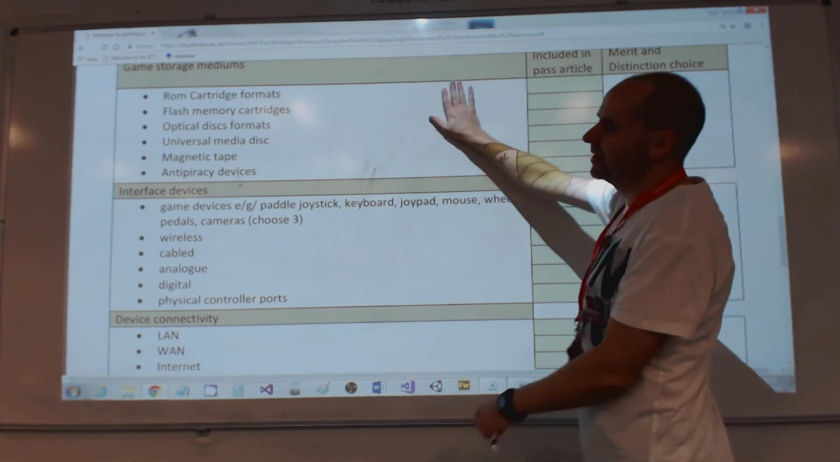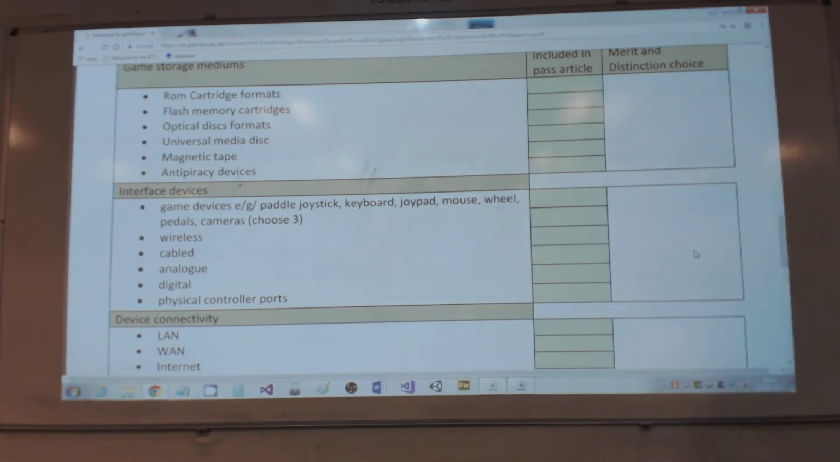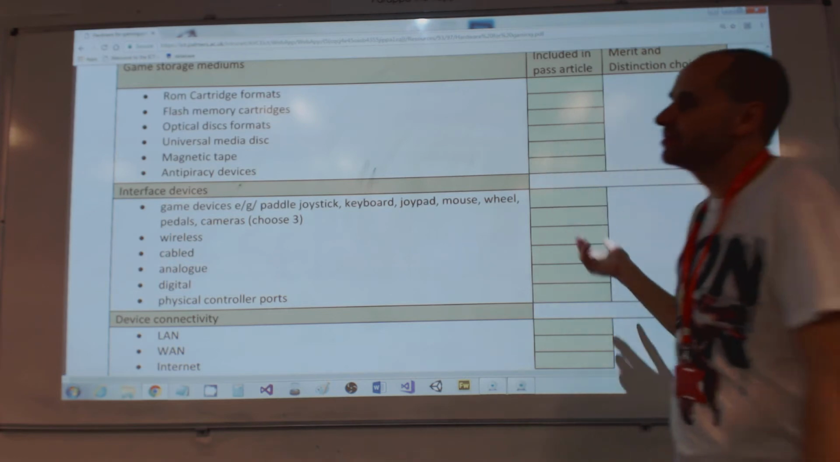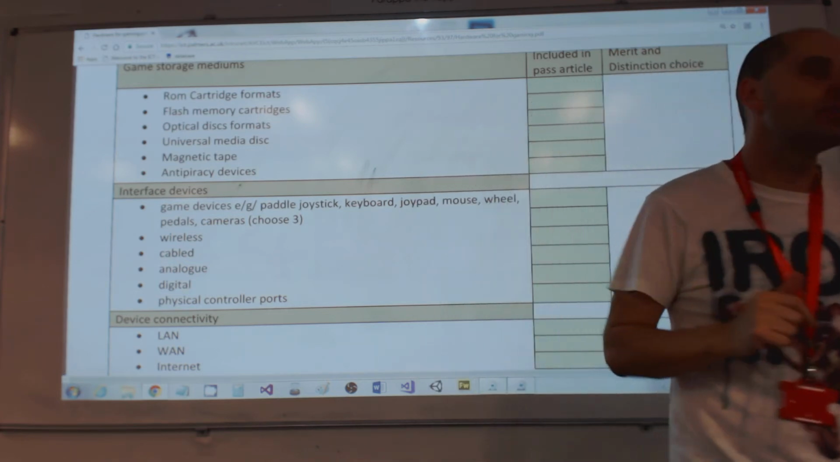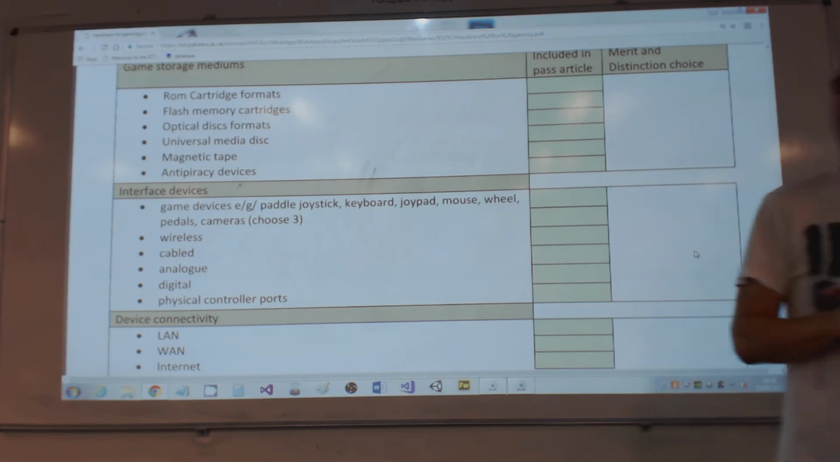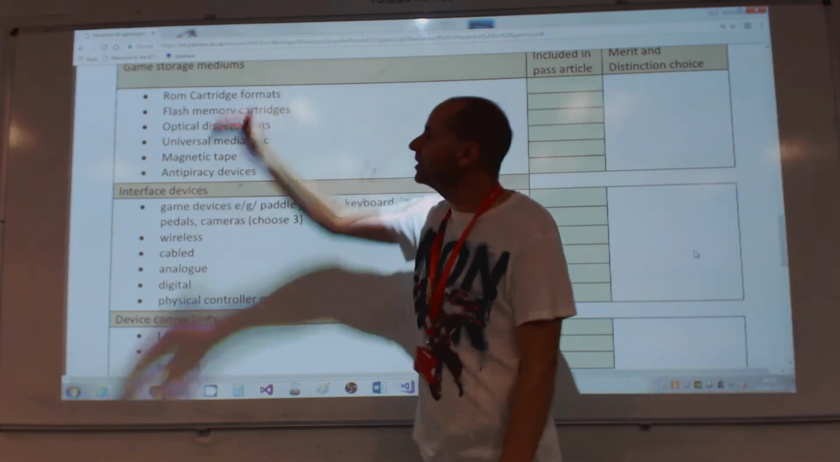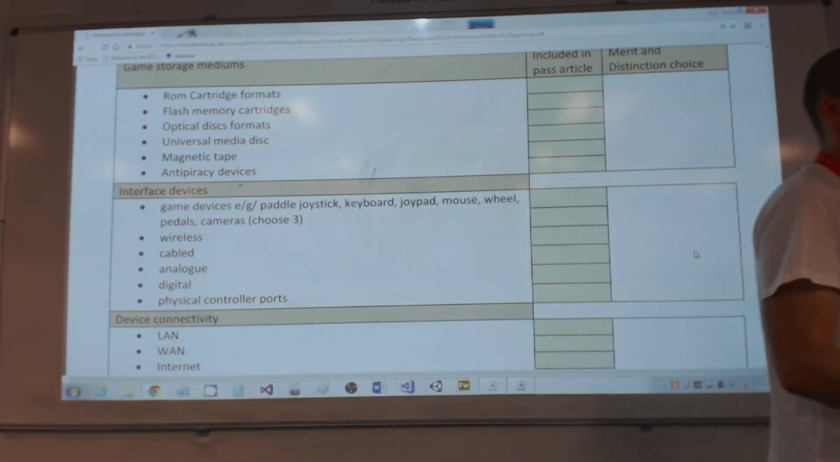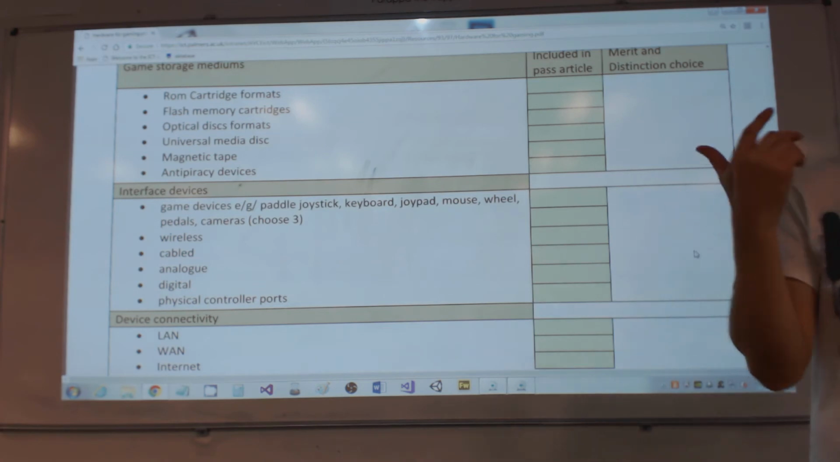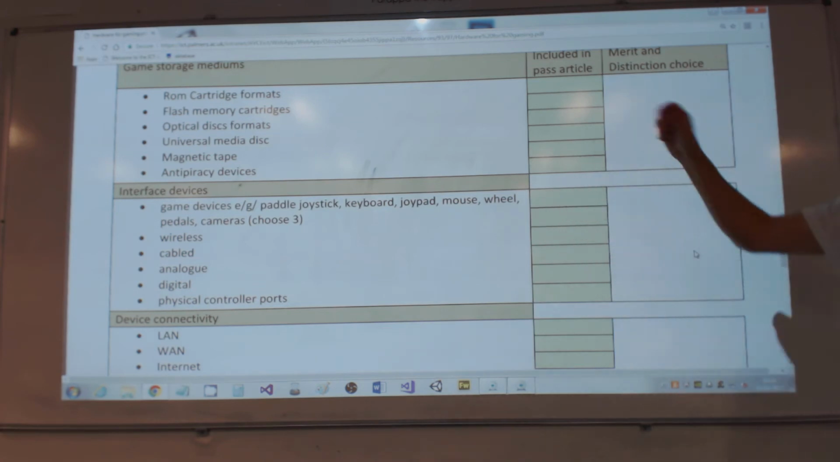Right, storage media. The media where we store games on has changed throughout. We still use some of them; some have died. Some of these you could probably spot which ones have died. So, ROM cartridges, we still use ROMs. The old original arcade games use ROMs. Little chips, stuck them on a board.